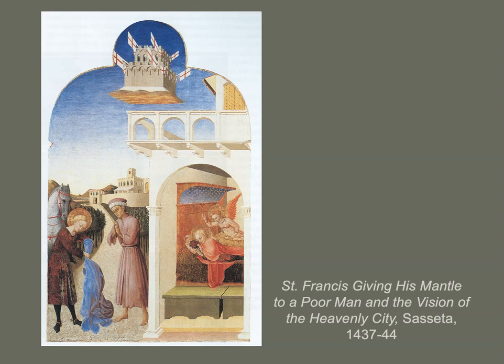On the left, you can see the wealthy Francis with the horse here. He's giving his cloak to a poor man. And then on the right side, you can see through the house, through the wall here, where we're seeing Francis getting a vision from the angel of the city of God, which appears up above. So the hand of the angel here, you can see, is leading the eye up to the vision of the heavenly city.